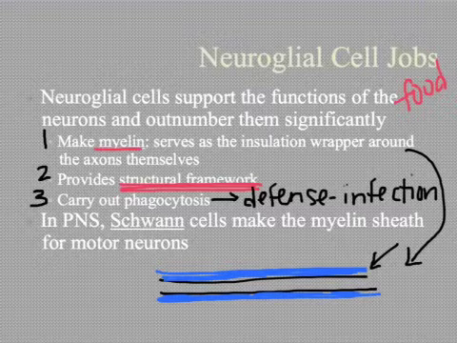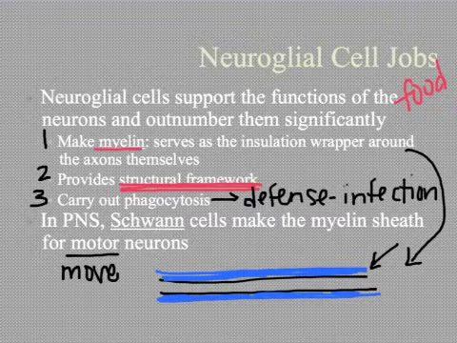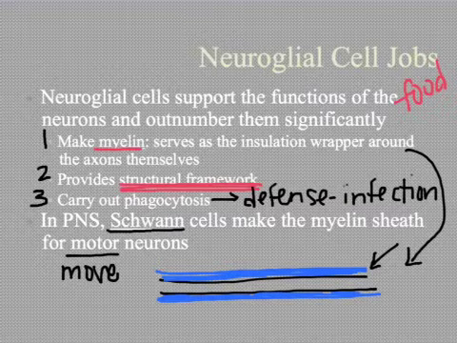In the peripheral nervous system, or the part of the body that moves, right? Motor means movement. The neuroglial cells have a specific name called Schwann cells, named for the gentleman who first identified them, but they have the exact same job. They make the myelin sheath just for the cells that tell your body to move specifically.